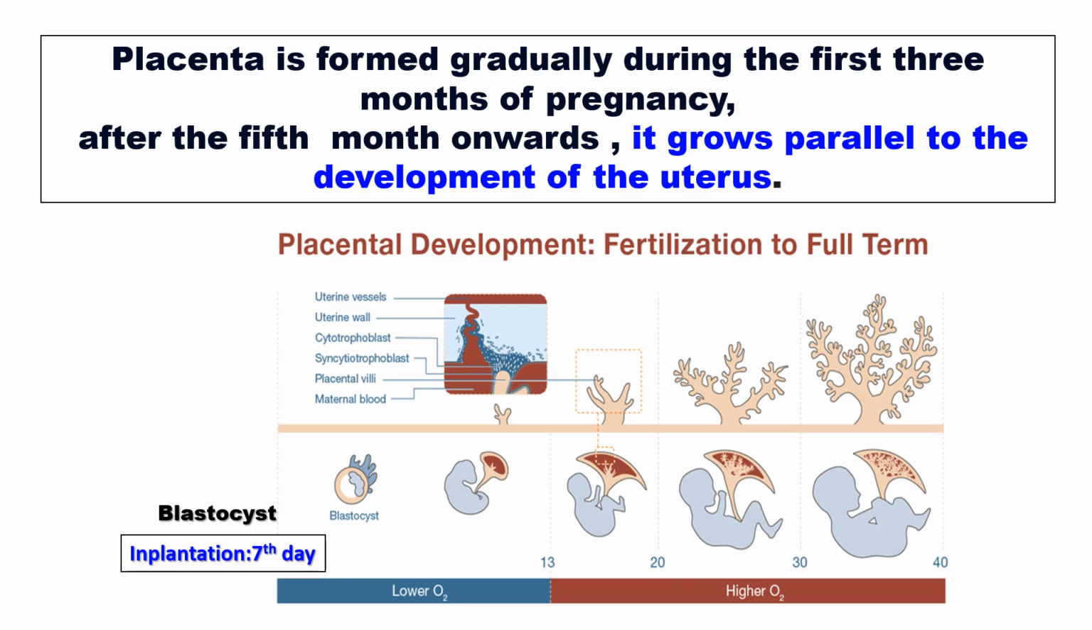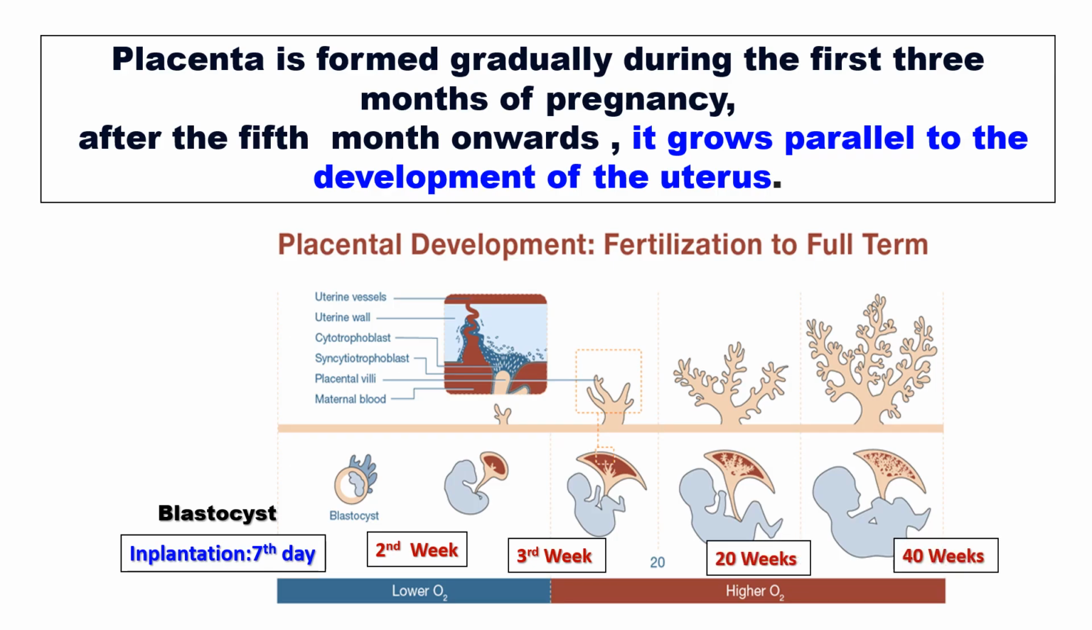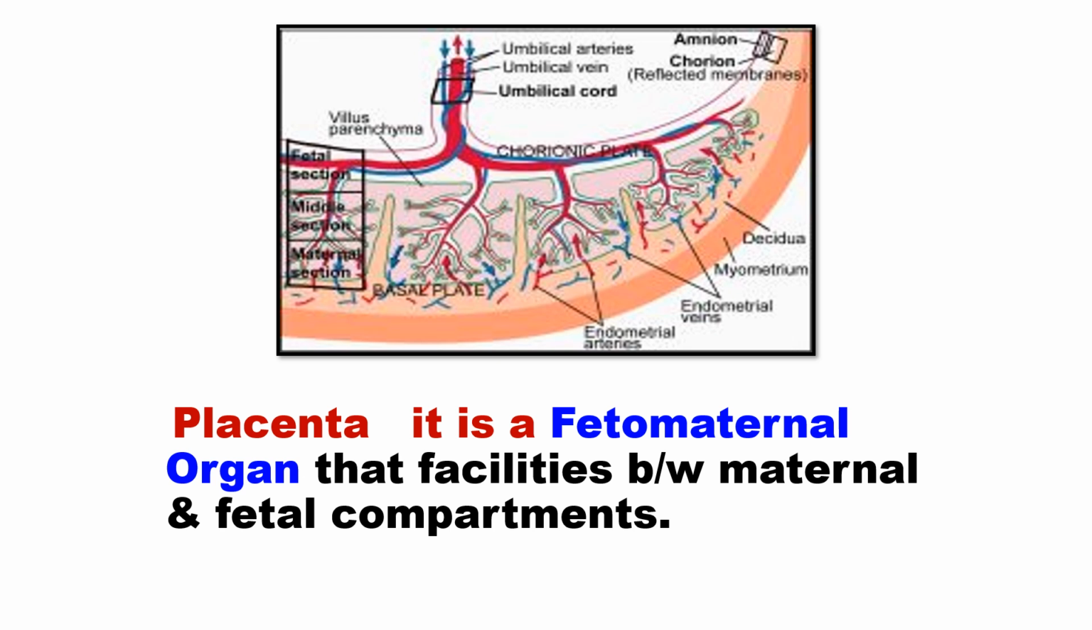Placenta develops as the blastocyst implants into the uterine endometrium, that is around the 7th day or the end of first week of development. During the second and third week, it develops considerably, and later on, from 20th to 40th weeks, it grows parallel to the development of the uterus. Therefore, placenta is a feto-maternal organ that facilitates exchange between the maternal and fetal compartments.